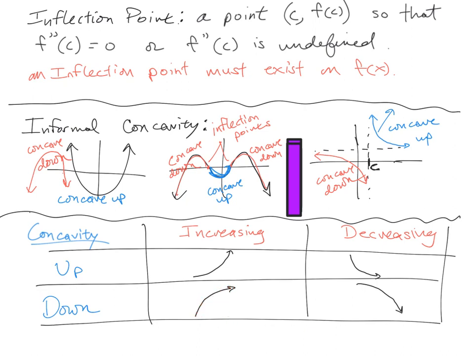And then we have the same thing for when it's decreasing. It's going down left to right, but opening upward. And decreasing concave down, it's going down left to right, and it is concave down. So I hope that clears it up. Let's get into some examples on how to find where a function is concave up, concave down, and find some inflection points.